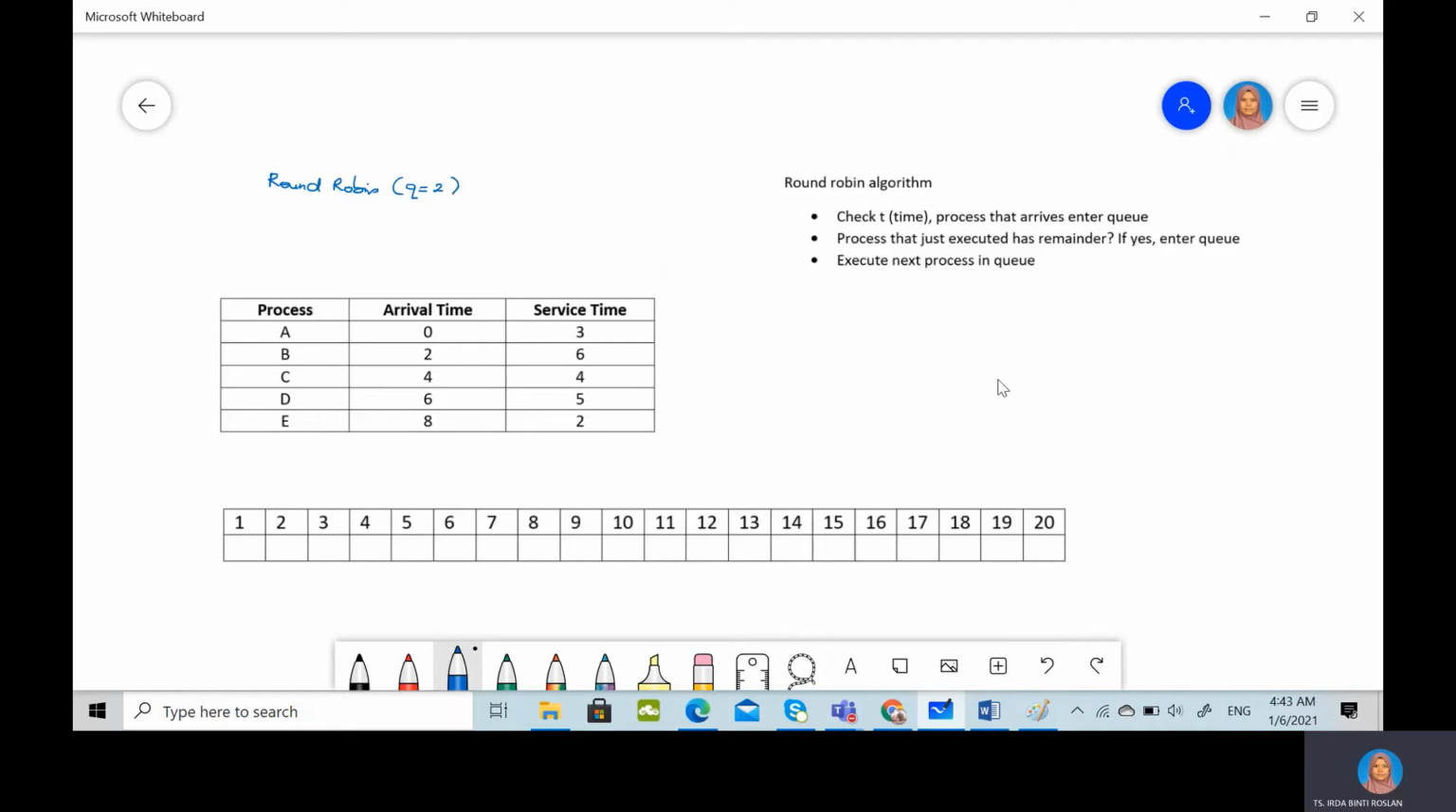The quantum time refers to the time slice given to each process. For each process, what is the time slice or quantum time given? It is to ensure fairness.